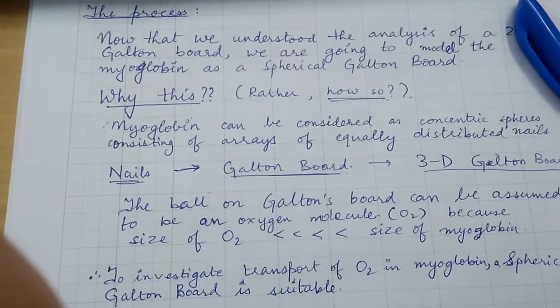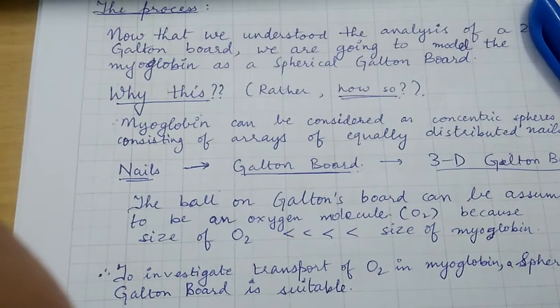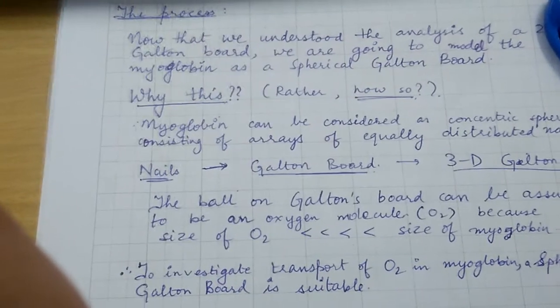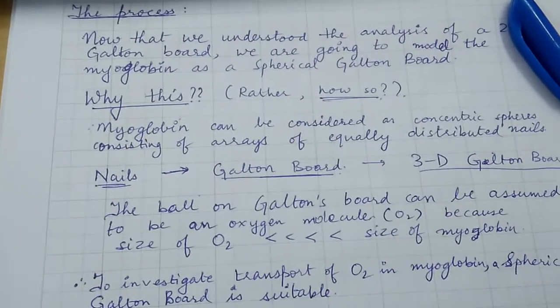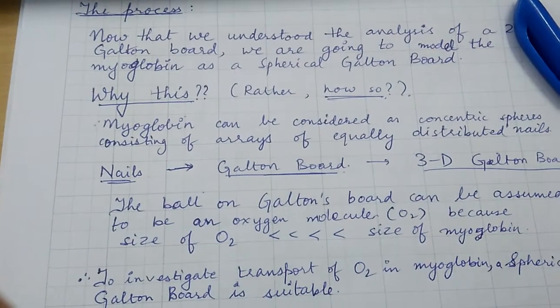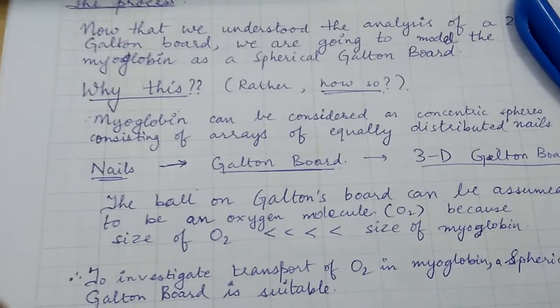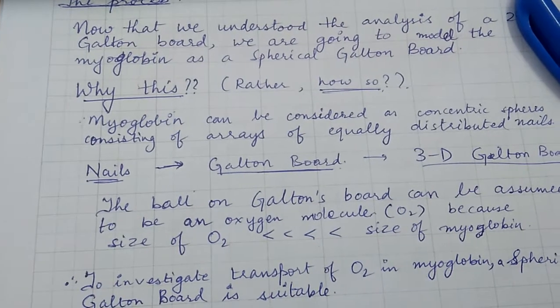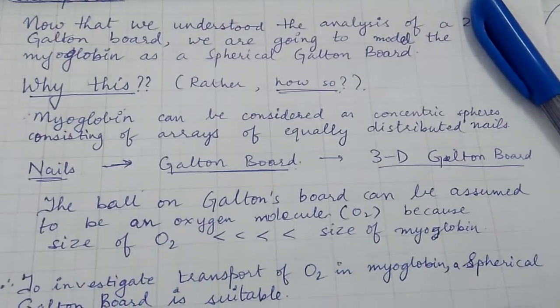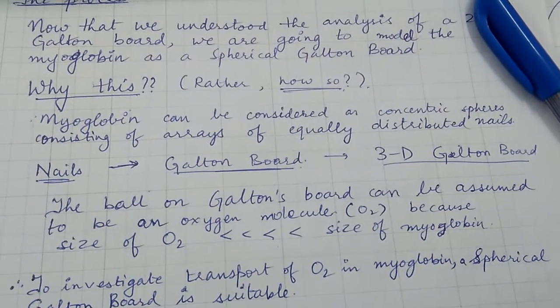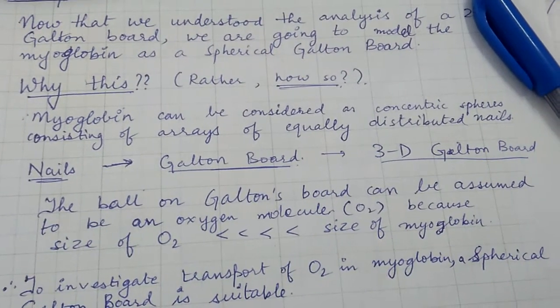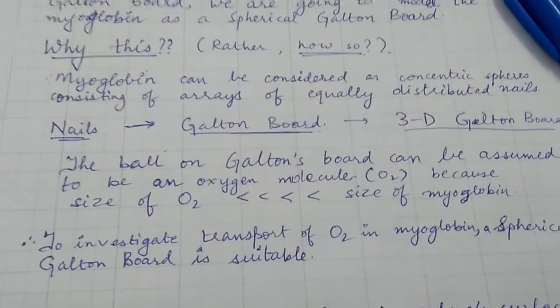Now that we understood the analysis of a 2D Galton board, we are going to model the myoglobin as a spherical Galton board. But wait, why this? Rather, how so? Well, myoglobin can be considered as concentric spheres consisting of arrays of equally distributed nails. These nails make up your Galton board, and since this is in 3 dimensions, this is a 3D Galton board. Also, the ball on the Galton board can be assumed to be an oxygen molecule, O2, because the size of the O2 molecule is much lesser than the size of the myoglobin. So to investigate the transport of O2 in myoglobin, a spherical Galton board is suitable.